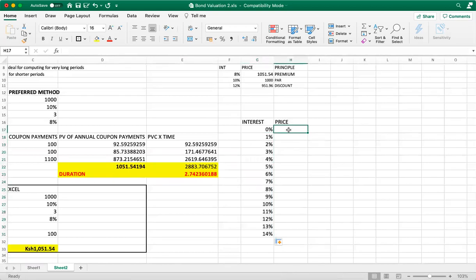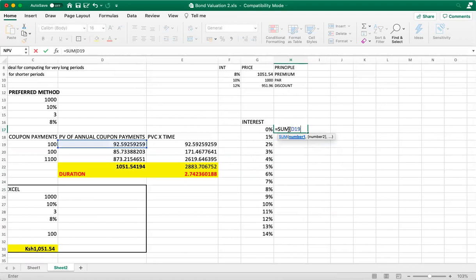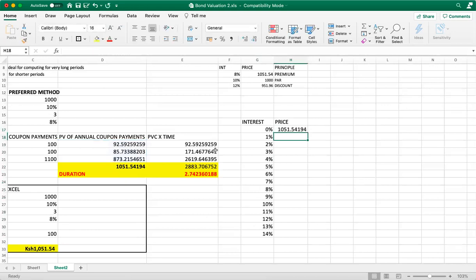Then what you put against 0% under price is equal sum. So put the formula that gave you the price of the bond, 1051, and you know it is D19 to D21. So if you pick that one, you can see it has highlighted. You picked it correctly. That is what gave you the price of the bond. So you enter and you have 1051.54.